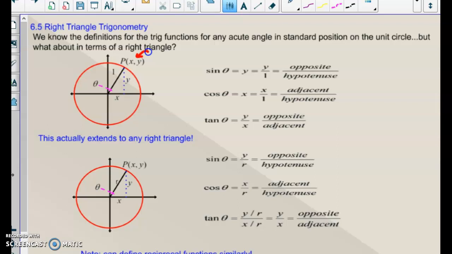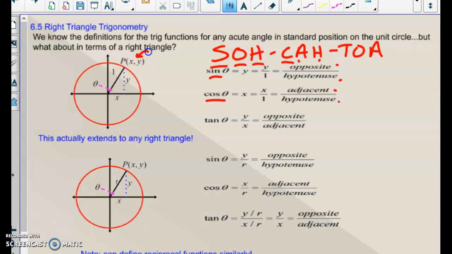And we know if we use SOHCAHTOA, this tells me that the sine is the opposite over the hypotenuse. The cosine is the adjacent over the hypotenuse. And the tangent is the opposite over the adjacent. So if you can remember SOHCAHTOA, that's going to help you remember what the trig ratios are.